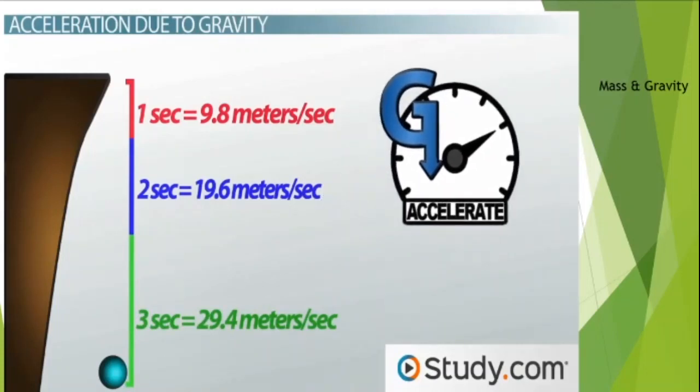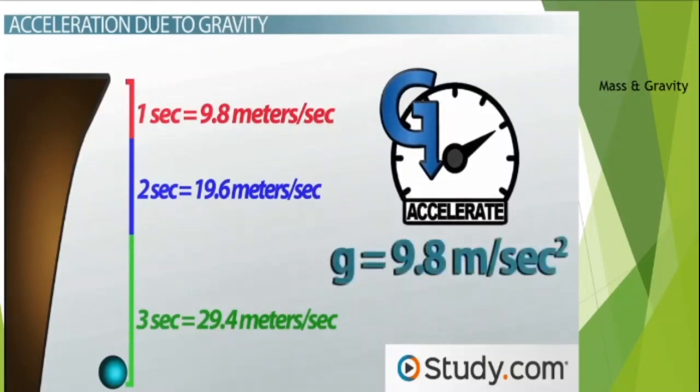The acceleration of gravity is so important, it has its own symbol. It is often abbreviated with the letter g. g is equal to 9.8 meters per second squared. That's the acceleration of gravity.